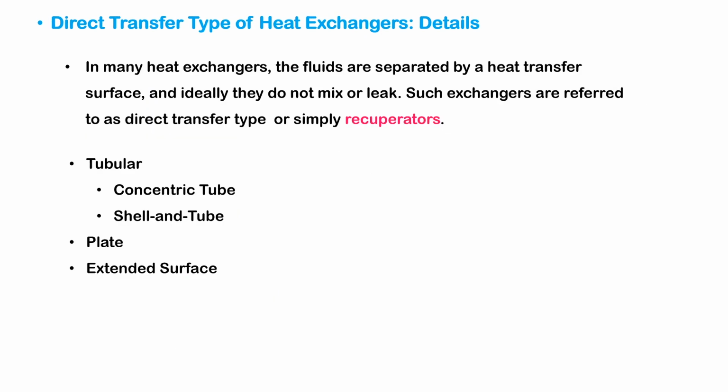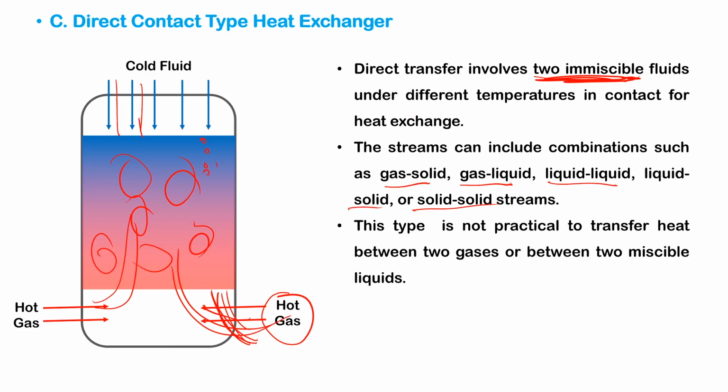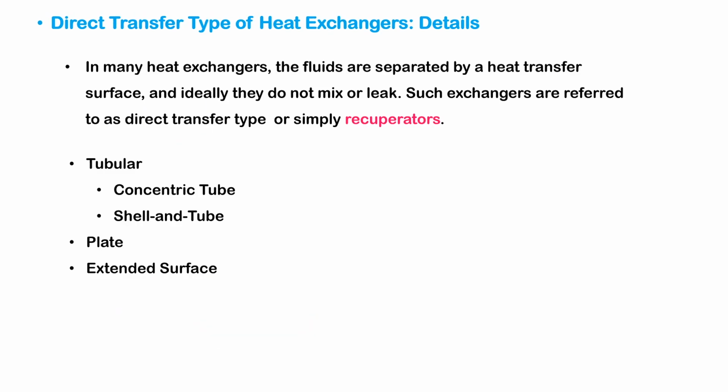So now, after we go through all of these, let's talk about direct transfer type heat exchangers in detail. This is the type 1 that we talked about. In many heat exchangers, the fluids are separated by a heat transfer surface, so that they don't mix and don't leak, and this is usually a wall, but it can be something else.